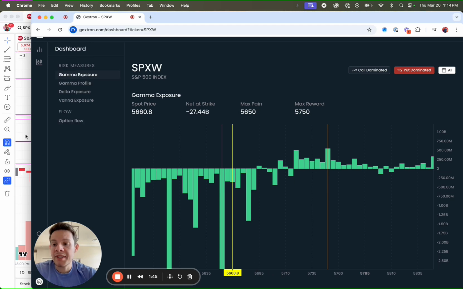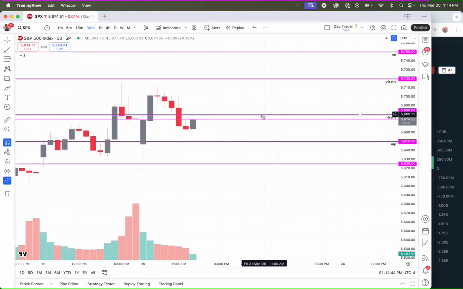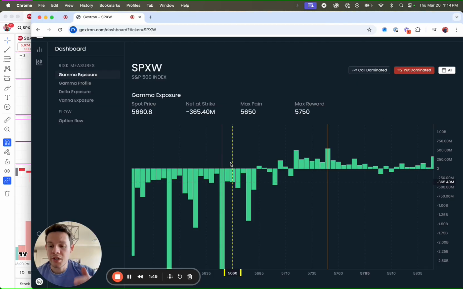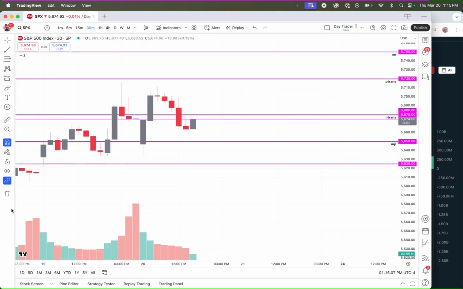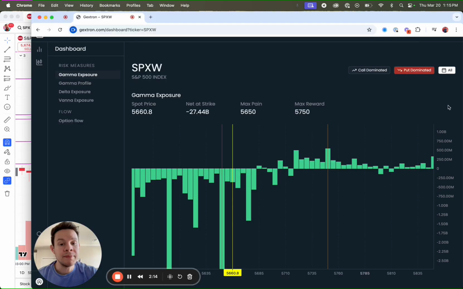Okay, the thing with these areas of interest, these key levels that Gextron is showing you, is that they can act as support and resistance. Just like max pain doesn't have to be just support. It can be support, fall all the way down, and then when it tries to retest the max pain level, it can act as resistance. So it can flip. It's what they call an SNR flip. It can flip from support to resistance or from resistance to support, right?